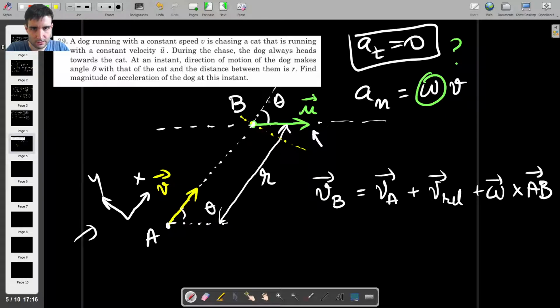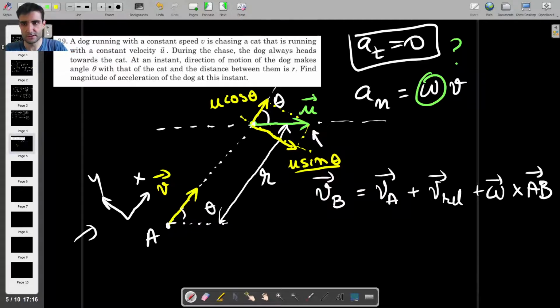Along the x-axis, the velocity component of the cat is going to be just u cos theta, and then this component here is going to be u sine theta. Now, when we use this u sine theta, we have to remember to put a minus sign because it's going this way, which is against my positive y direction. Okay, so let's see what we have.